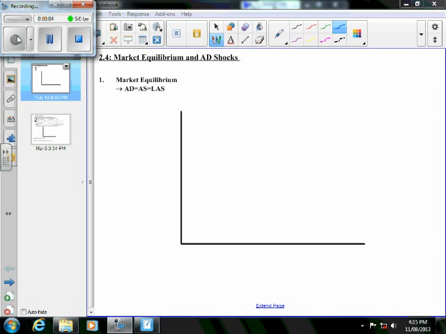2.4 Market equilibrium and aggregate demand shocks. Let us put everything together graphically: the aggregate demand, short-run aggregate supply, and the long-run aggregate supply. P on the vertical axis, GDP on the horizontal axis.